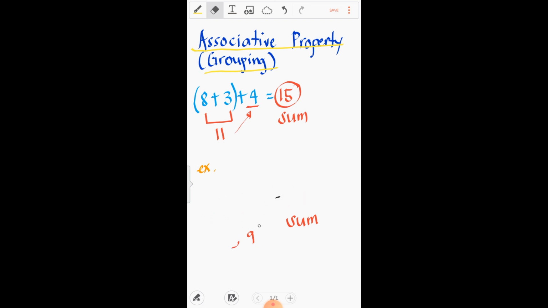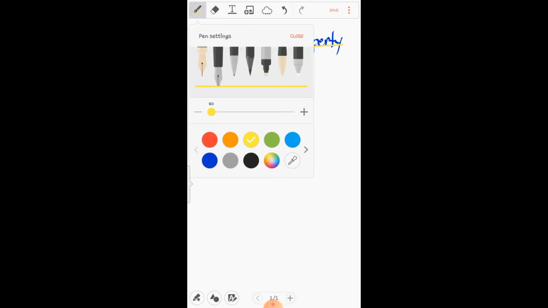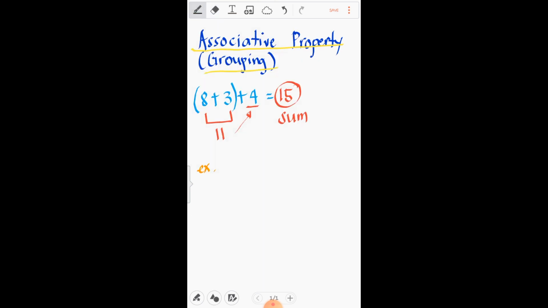I'll give you 10 seconds to answer this one. The question is 2 plus 8 plus 6. Try to find the sum. What do you think is the sum? Your time starts now. Go.